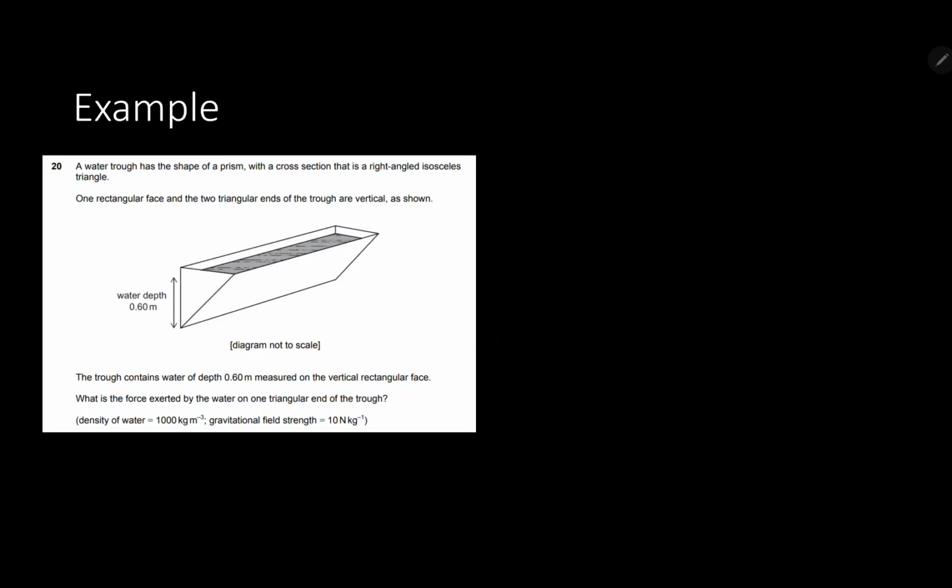So we have a water trough of the shape of a prism. This question is from Inga, 2021. Now the water trough is full of water with depths of 0.6 meter. Let's call it H, big H. So we want to know the forces exerted by water on the triangular end of the trough.